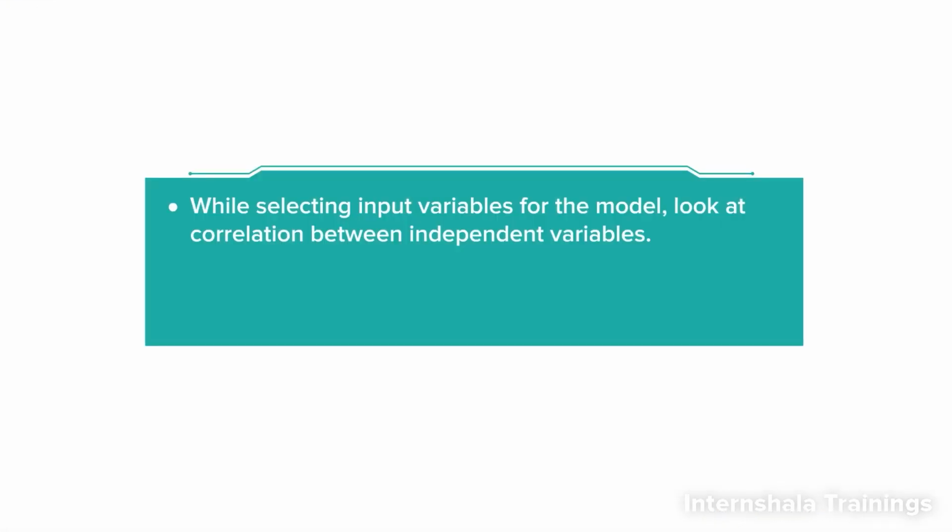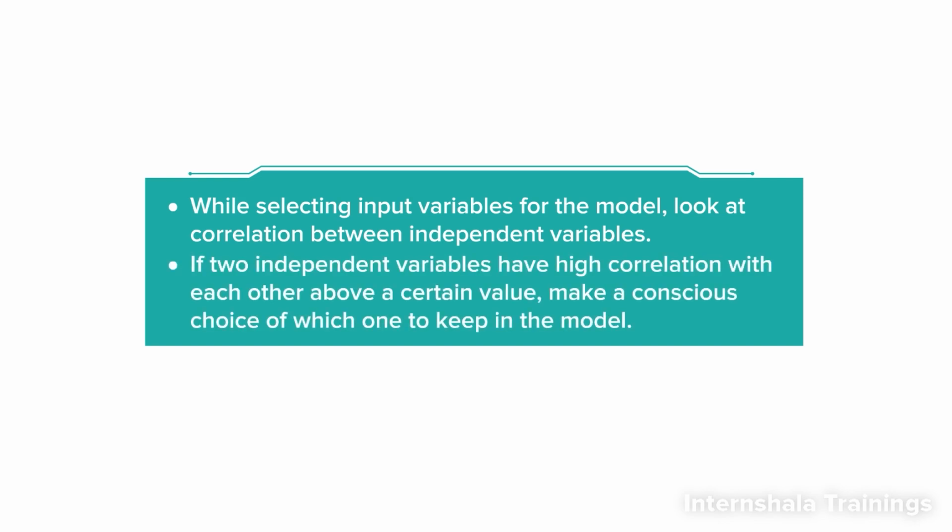Which is why, while selecting input variables for the model, we look at correlation between independent variables, and if two independent variables have high correlation with each other above a certain value, then we should make a conscious choice of which one to keep in the model. We will cover this in greater detail when we talk about variable selection in Module 5. So this completes our exploration of numerical variables. In the next tutorial, we will be learning to explore categorical variables.